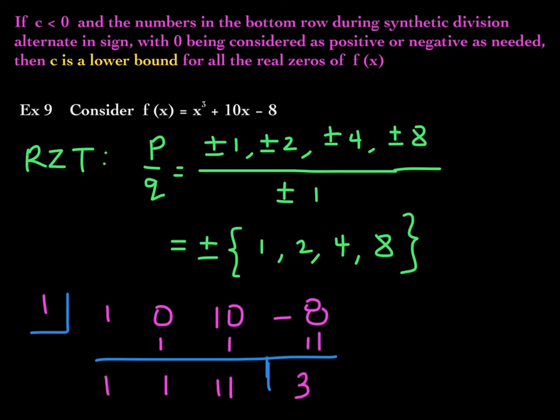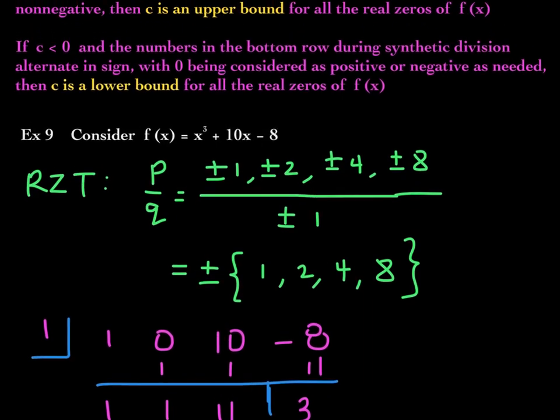Okay, we found that 1 is not a 0, right everybody? But I want you to notice the signs in the bottom row of the synthetic division. They're all non-negative, right? They're all positive. In addition, notice that this C value, we call it C, is positive. I'm going to scroll back up on the screen and show you what the boundedness theorem says.